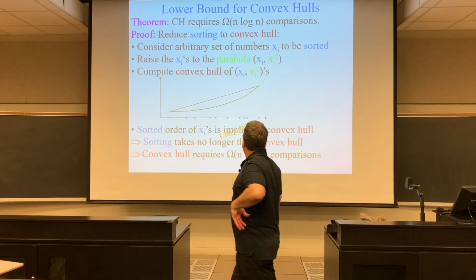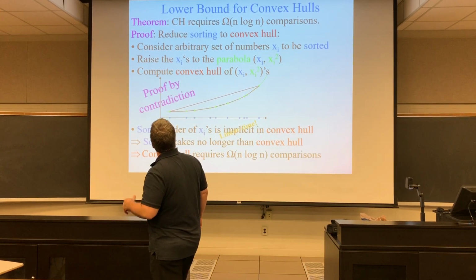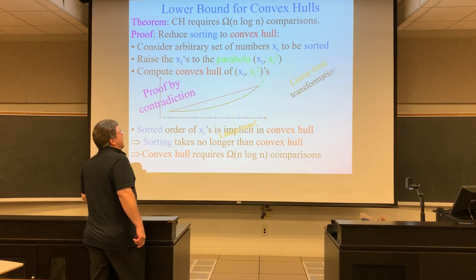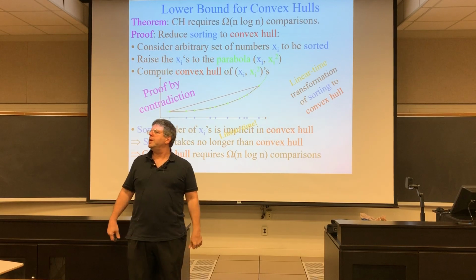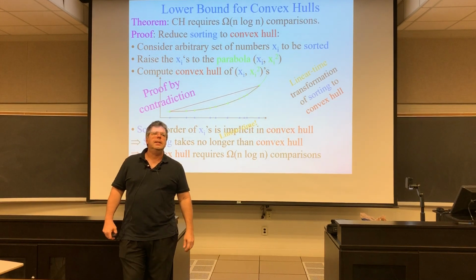Bottom line is convex hull takes at least n log n comparisons no matter what. It's a proof by contradiction. It's also a linear time transformation of sorting to convex hulls. We'll see lots of other transformations, and it'll be fun.